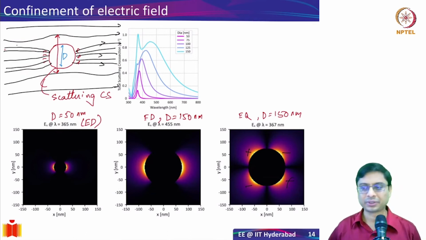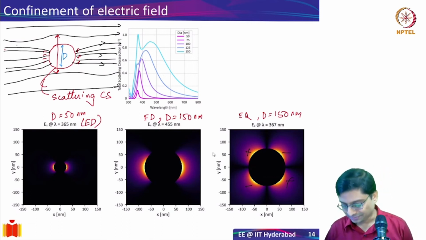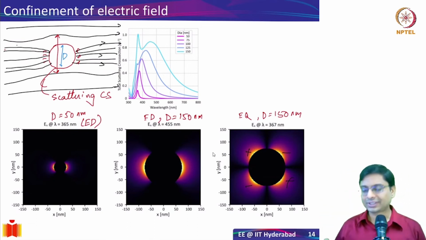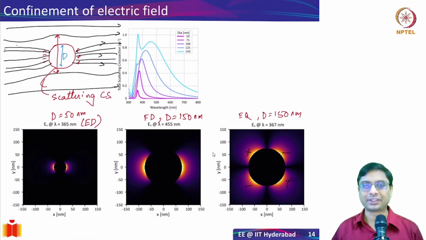Yeah, Saurabh, you have a question? Why is the resonance broadening? Well, it turns out that as the size of the particle increases, it is able to scatter more efficiently. So the scattering loss is more, and so the resonance is broader.